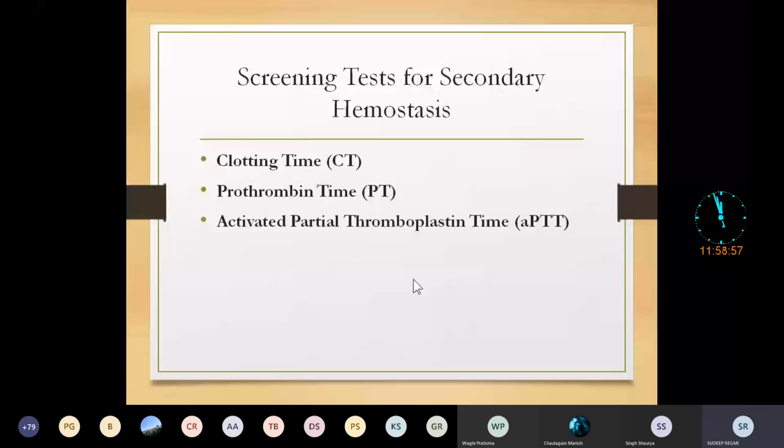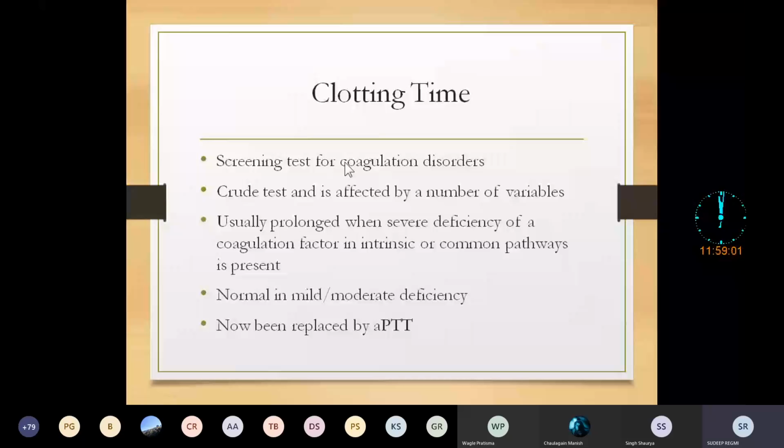So the clotting time is not a very good investigation, but still we are doing it. This is a screening test for coagulation disorder. This is a crude test and is affected by a number of variables. That's why this is not a very good test. And this is usually prolonged when there is a severe deficiency of the coagulation factors in the intrinsic or the common pathways.